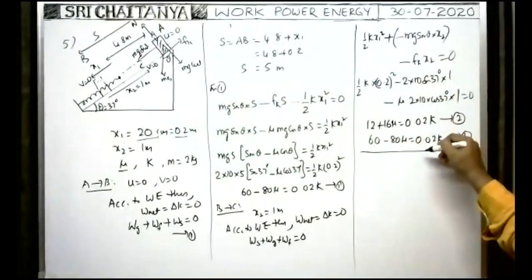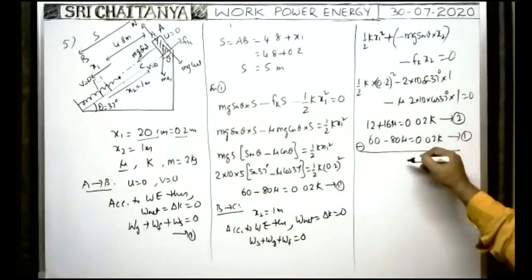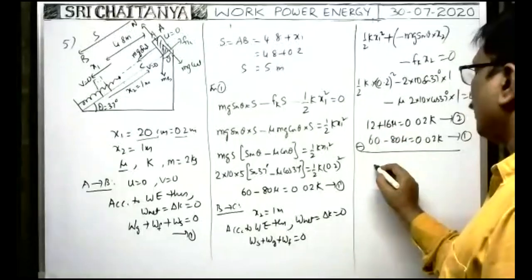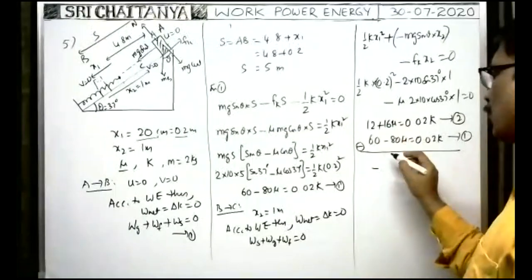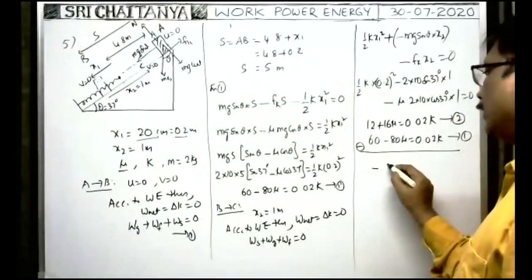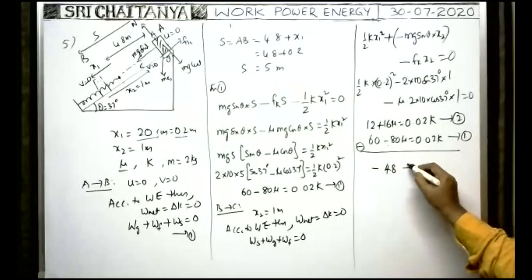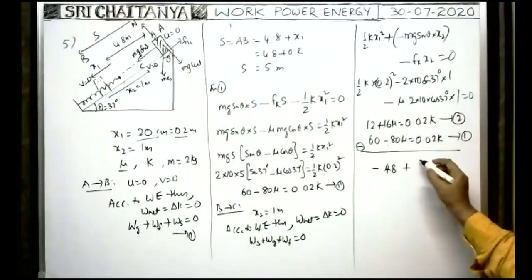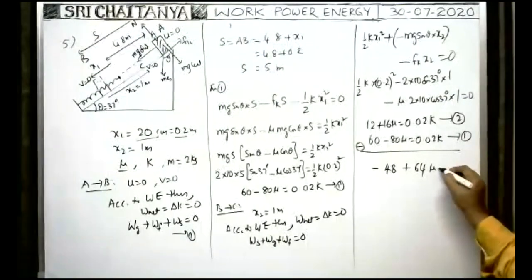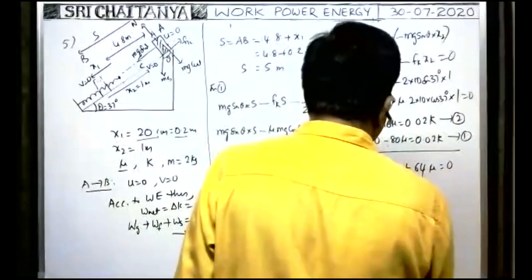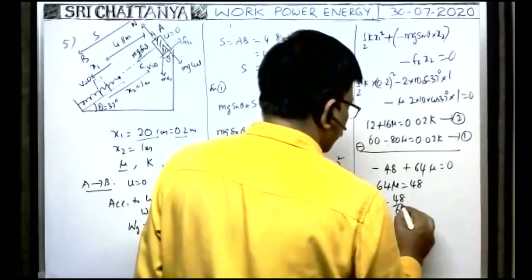From these two equations, you solve them. When you subtract them, the k term will be cancelled. What value do you get here? Minus 60 minus 12, that is 48. Here, as we are subtracting, it becomes plus, so plus 80 minus 16, that is 64. So 64 mu is equal to 48, or mu is equal to 48 by 64.